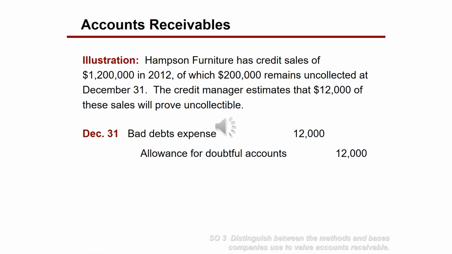Here we have another example. This one says Hampson Furniture has credit sales of $1,200,000 in 2012, of which $200,000 remains uncollected at December 31st. The credit manager estimates that 12,000 of these sales will prove uncollectible. So because of that, we're going to debit bad debt expense 12,000 and credit allowance for doubtful accounts for 12,000.